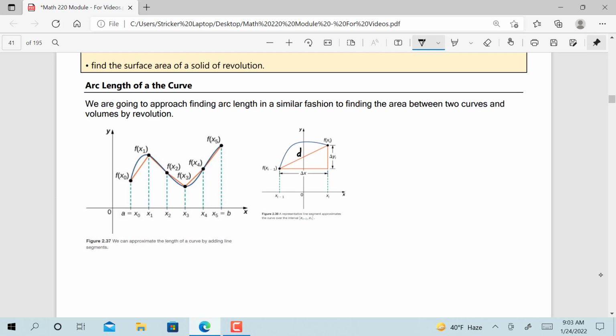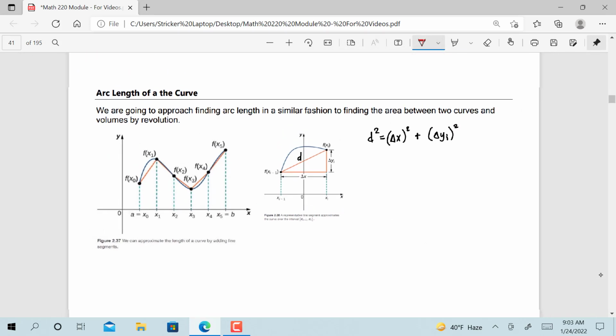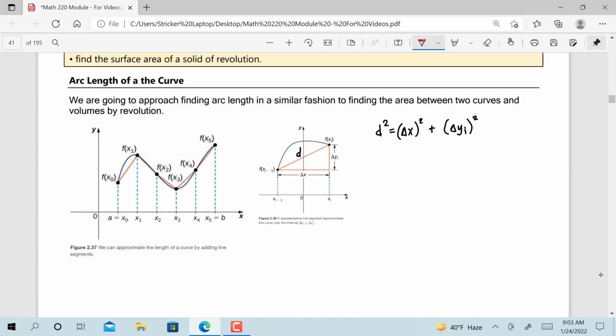If we call that orange secant line distance d, we know that by the Pythagorean theorem, d squared would be equal to delta x squared plus delta y sub i squared. Hopefully you all agree with me on that. And of course, again, this is by the Pythagorean theorem.